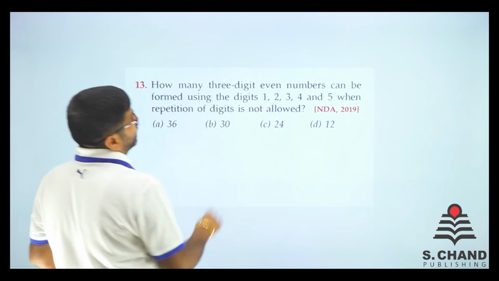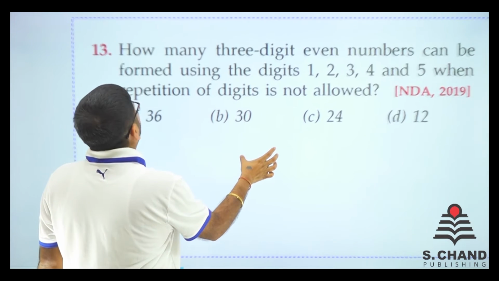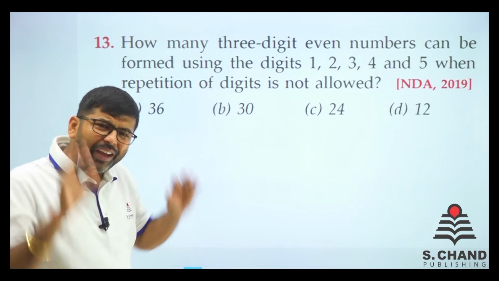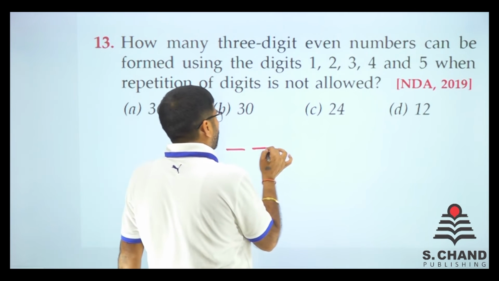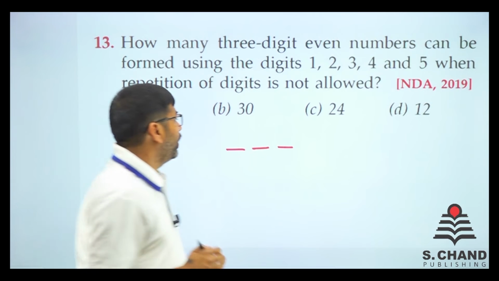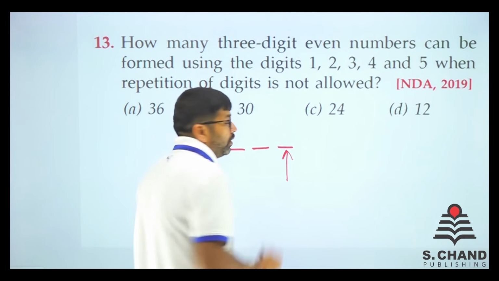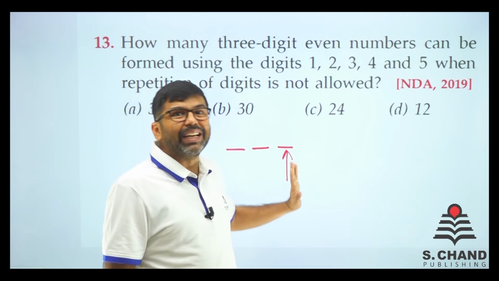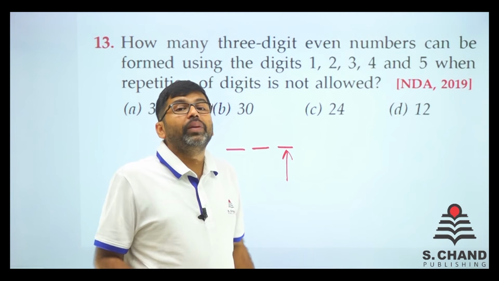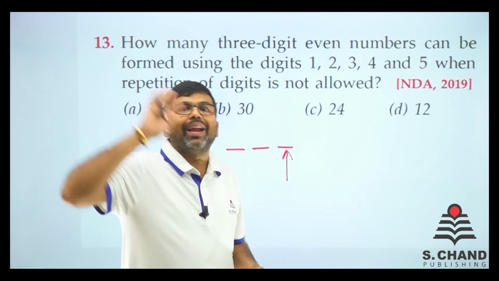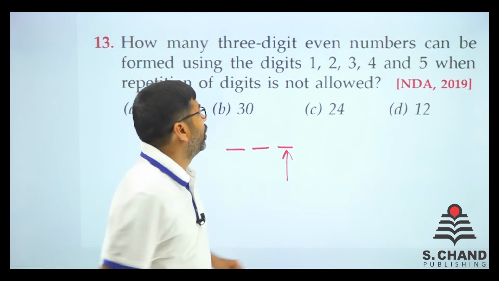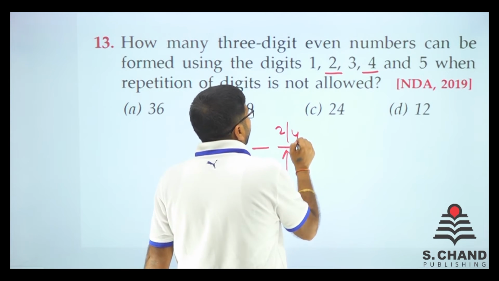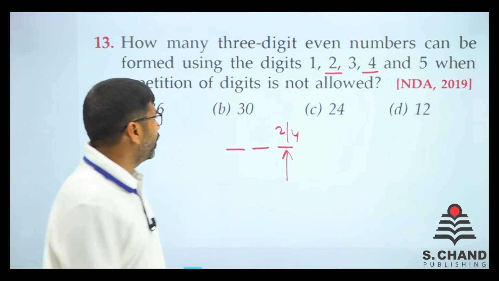How many 3-digit even numbers can be formed using the digits 1, 2, 3, 4, 5? See, I'll make it very simple for you. 3-digit number we have to find. And for this number to be even, I just want this digit to be even. Any number can be even only if the last digit is even. So how many even digits are there? 2 and 4. So I can put here only 2 or 4, nothing else.